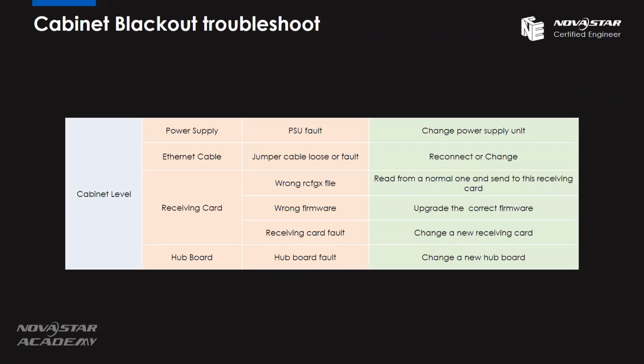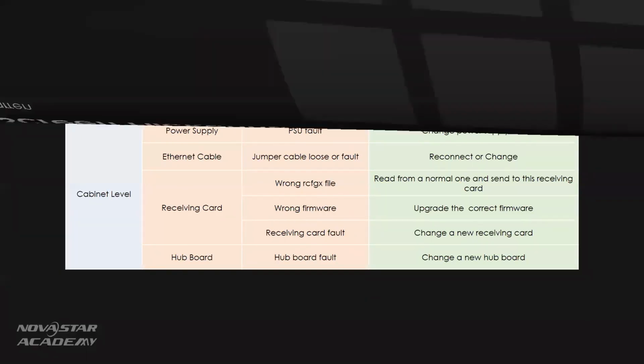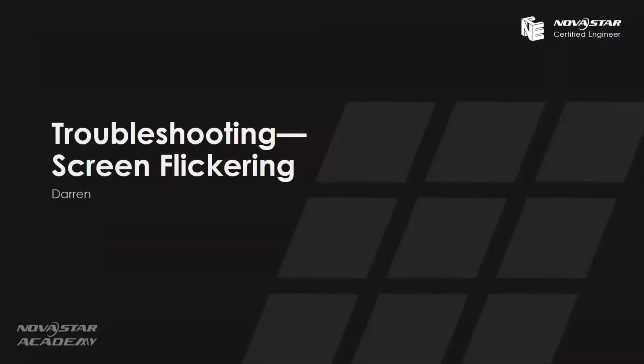And don't forget also the hub board, because on the cabinet side, we not only have the receiving card inside, we have the flat cable and the hub board. So we also need to check whether the hub board is faulty or not. Okay, so this is a short review about the two questions of the last course. So now let's get back to this topic: the troubleshooting for screen flickering.